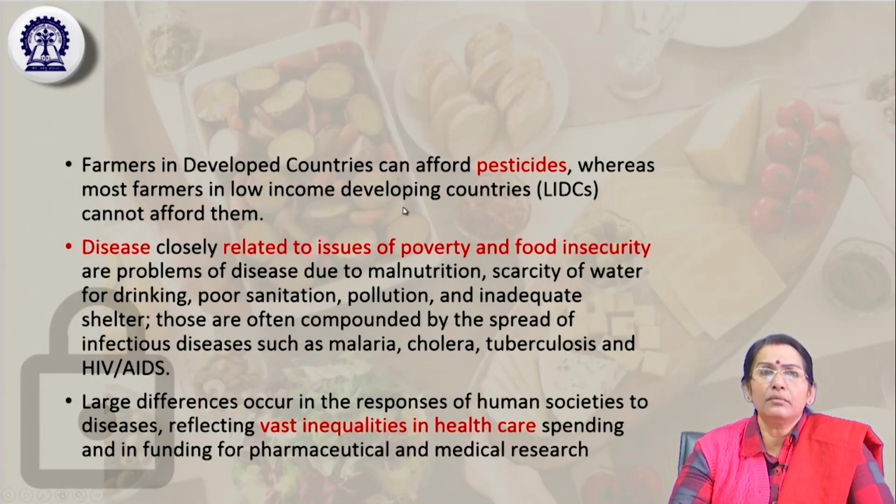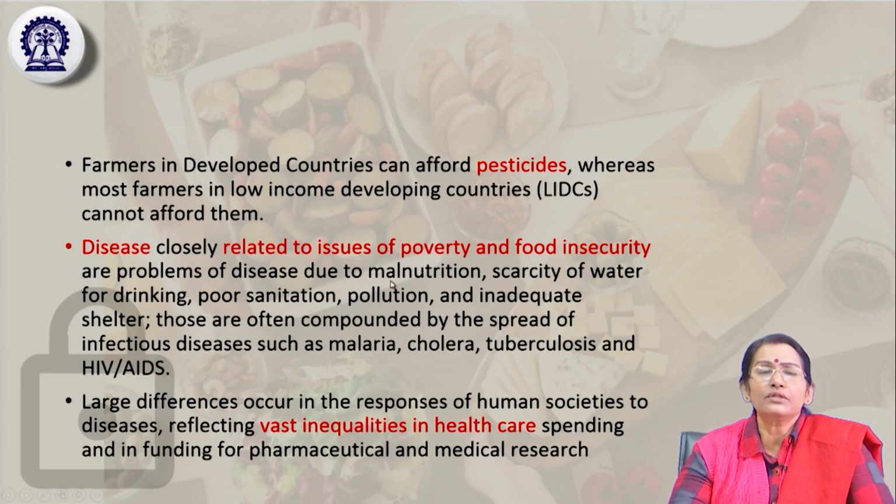So another thing is affordability of pesticides. People from the developed countries can afford the latest technology, latest manure, fertilizer, pesticides, etc. Whereas people from the low income countries or the developing countries have limited access to this kind of high technology or high quality pesticide to protect and preserve their food grains, etc.